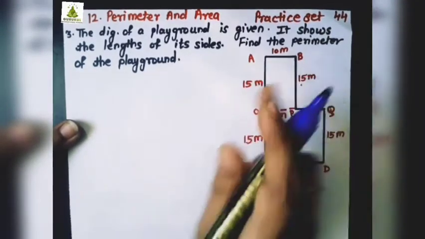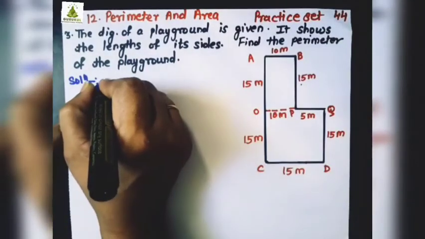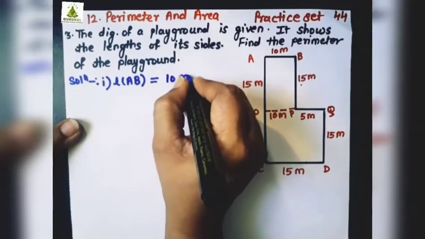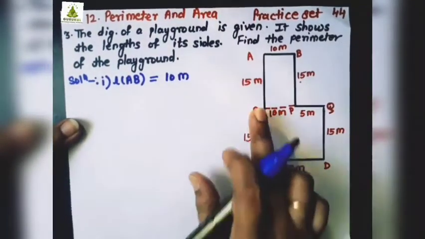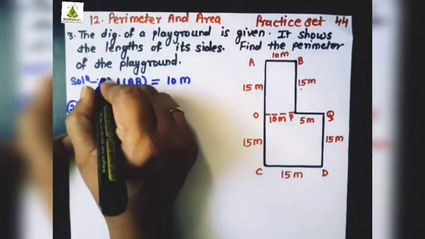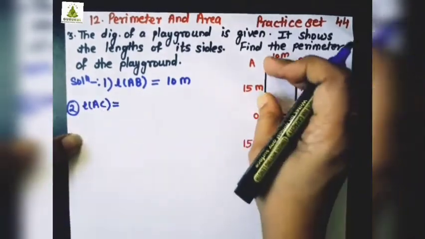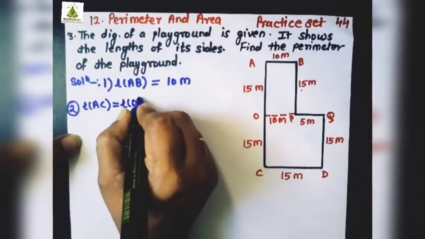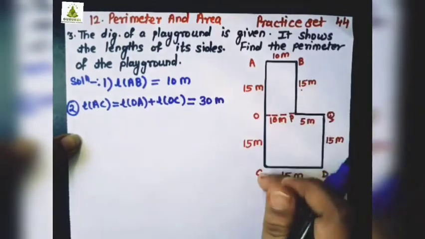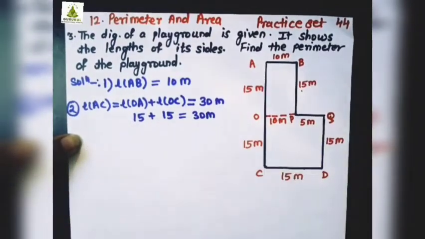First of all, we'll start with AB. Solution: we'll put it with another pen so that it will be properly visible. AB is how much? 10 meters. This AC is how much? 15 plus 15, 30. So instead of writing 30 directly, you can write a second step. This was the first one. Length AC is equal to AO plus OC, which is equal to 30 meters. 15 plus 15. Correct? If you are getting confused, I will write it in an easier way. So this is the second side.